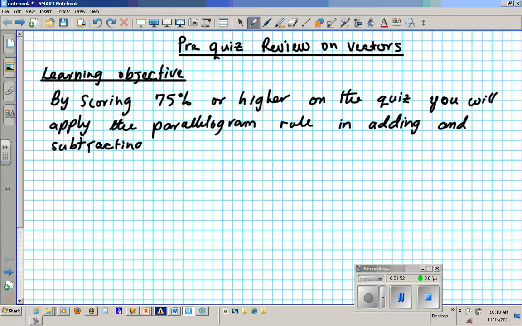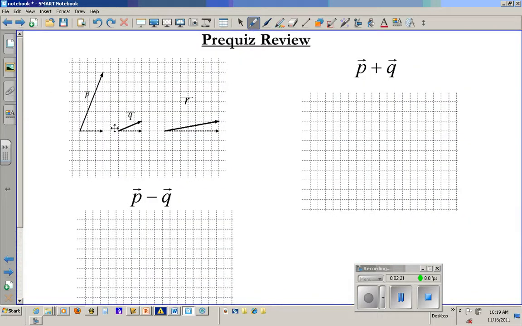Okay? So if you can score 75% or higher on the quiz, then you've met the objective of this lesson. Okay? So now you can bring out the worksheet on vectors, and we're going to try out some examples that will look like what you will see on the test. Okay? So let's take a look at this.